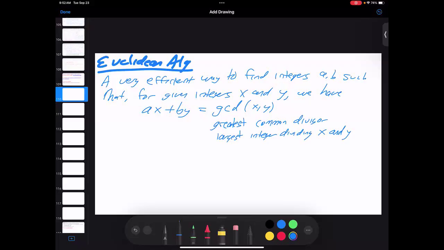So if you give me any x and y, the Euclidean algorithm says it turns out there are integers a and b such that ax plus by is the GCD. It turns out these, of course, are not unique. If a and b work, so too does a plus y and b minus x. Or a plus ny and b minus nx.